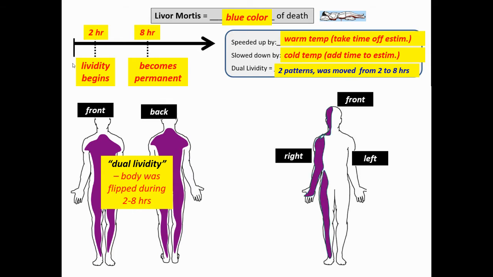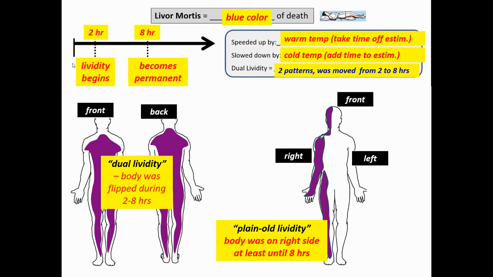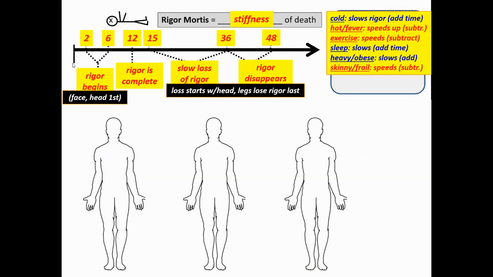Okay, what if we find a body that just has lividity on the right side? Okay, well, that's plain old lividity. The body was on its right side at least until 8 hours, and lividity then became permanent. And so that's about all you can tell from that. Okay, a few other scenarios with rigor mortis, which is a little more complicated. Okay, so here we go.